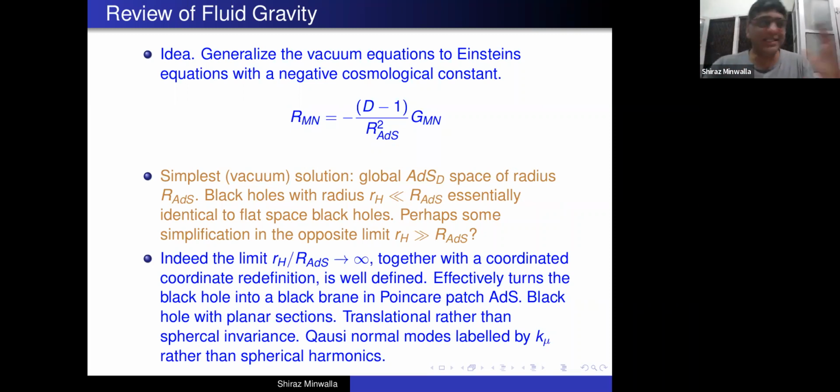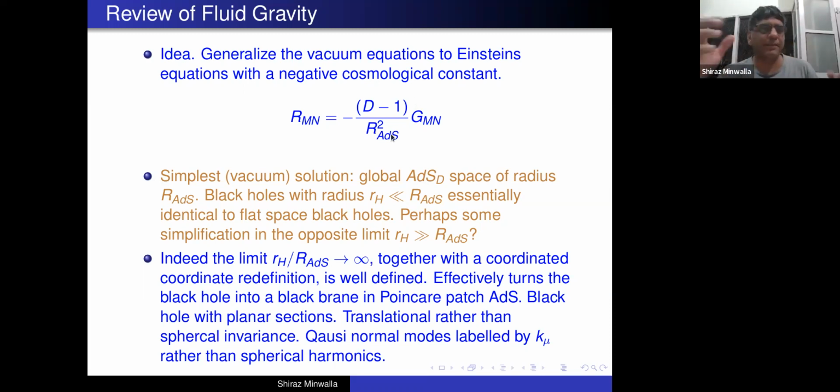Okay, so once again, fluid gravity can be motivated by the desire to try to understand black hole dynamics in some regime in an analytically interesting way. One way of saying it is that, instead of generalizing the vacuum Einstein equations to large D, as we will do later in this talk, we generalize the vacuum Einstein equations to vacuum Einstein equations in AdS space, namely vacuum Einstein equations with a negative cosmological constant. Now, just like the vacuum Einstein equations in flat space, these equations admit black hole solutions. And the simplest of these solutions are just spherically symmetric, stationary, static black holes that sit somewhere in AdS.